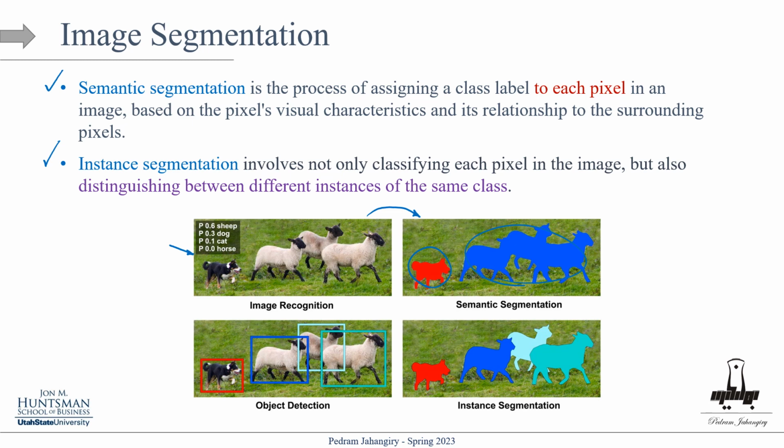It involves not only classifying each pixel in the image, but also distinguishing between different instances of the same class. So this is where the name is coming from, right? Instance segmentation. This simply means that here we detected 4 objects, and we know that 3 of them are sheep and 1 is a dog. And we know we have 3, so this is the way that we segment 3 different sheep from each other. This is called instance segmentation.